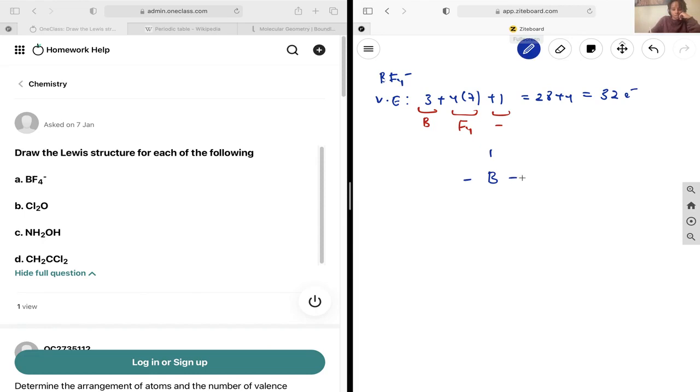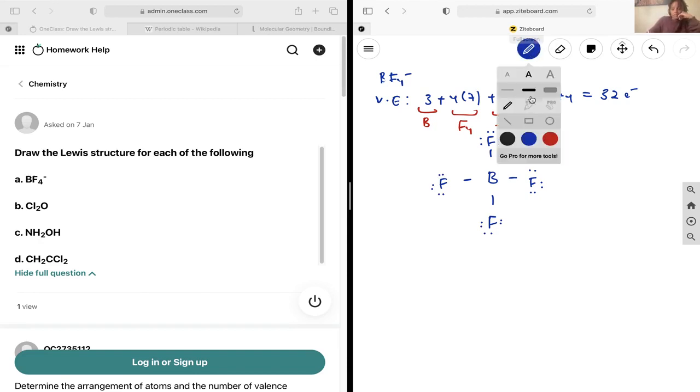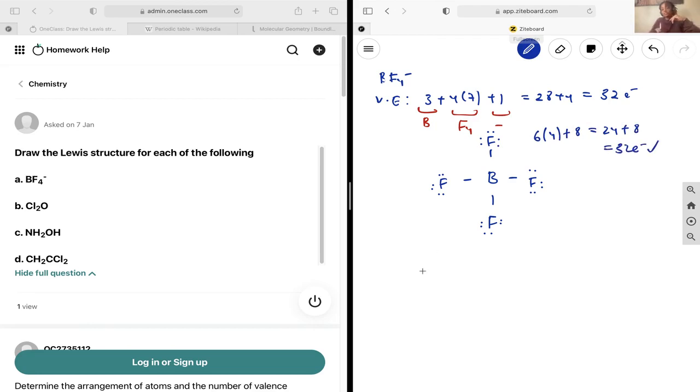And so let's start with our structure and single bonds between each and fill in our octets for each of the fluorines. And see if all of the electrons make sense for our valence. And so we have 6 by 4 plus 8, which is just going to give us 24 plus 8, and that will give us our 32 electrons. So all of our valence electrons make sense.